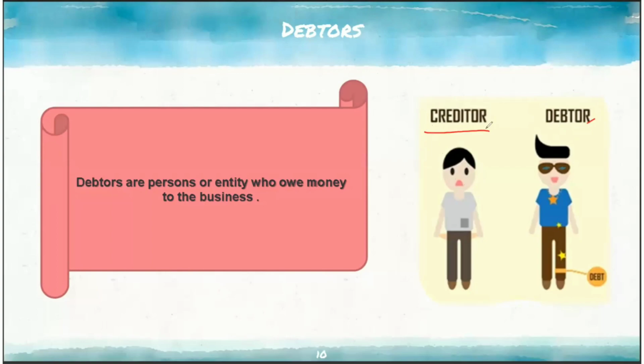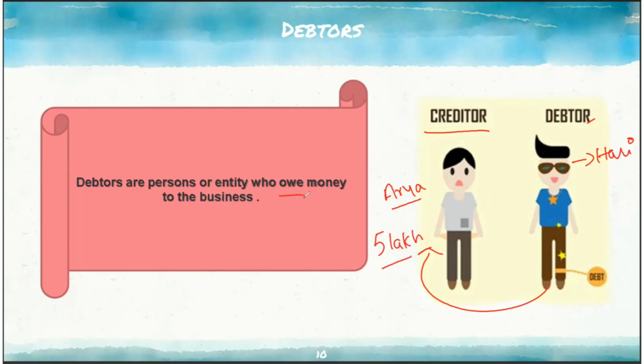Now, for example, his name is Hari. Hari is giving money to, let's assume, this person named Arya. Hari is the owner of the company. He is giving money to Arya. Let's assume he is giving 5 lakh. Now, who is borrowing? Arya is borrowing, from whom? From Hari. Hari is giving the money to Arya. How much? 5 lakh rupees.